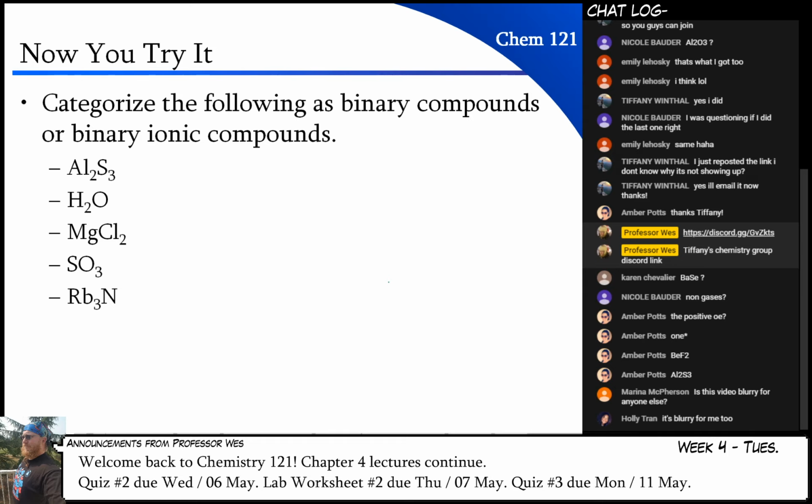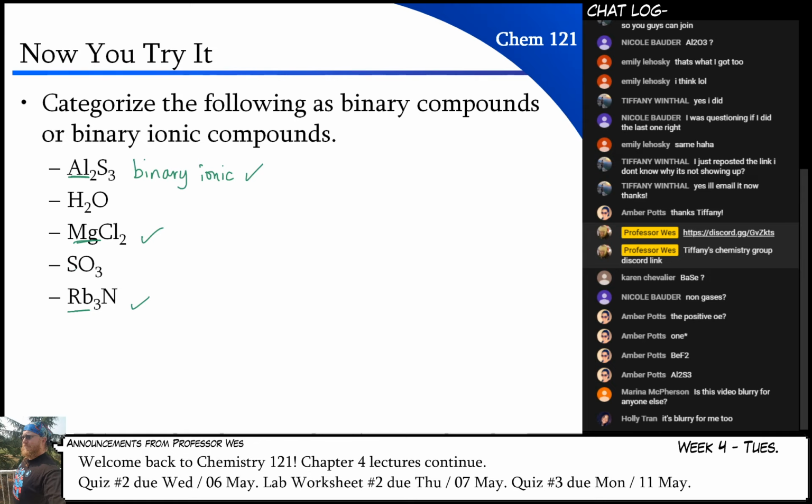So hopefully you've looked through these compounds and you've realized, oh, they're all binary, but which ones are binary ionic? And remember, you've got to look for metals. So here's a metal, here's a metal, here's a metal. So these are going to be my binary ionic. In H2O, there aren't any metals, and in SO3, there are not any metals. Those are not binary ionic compounds. They're just binary.